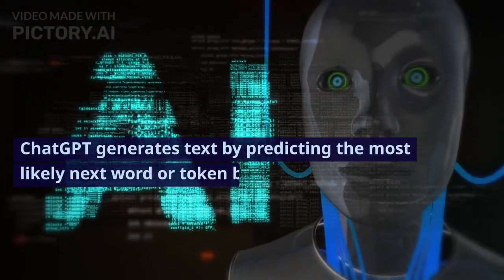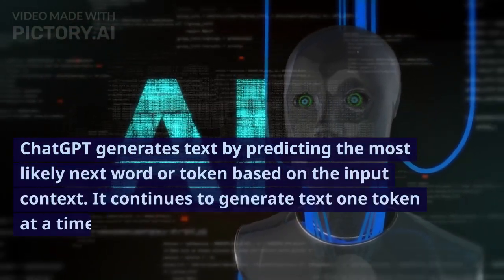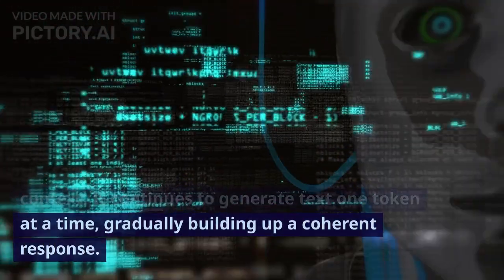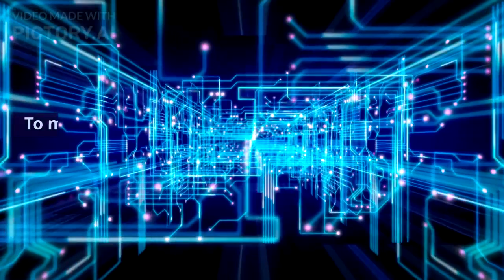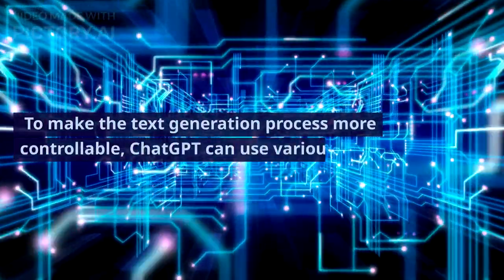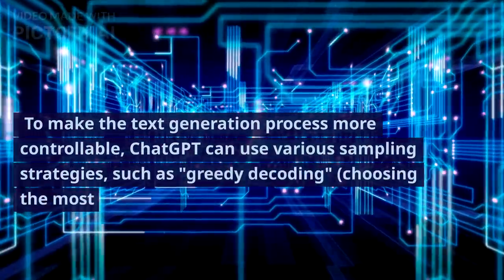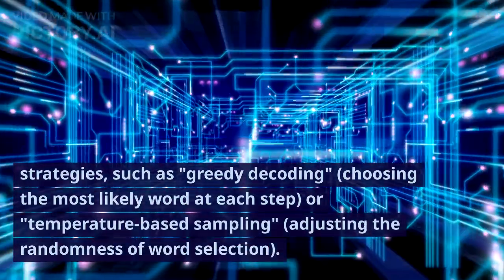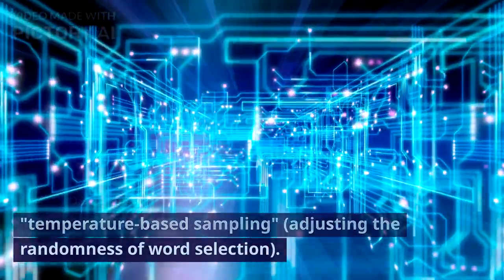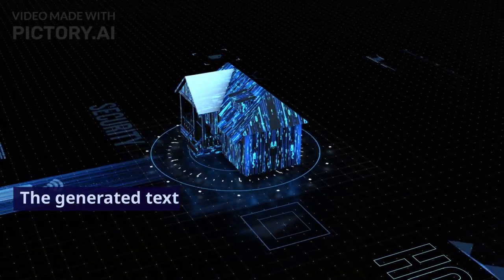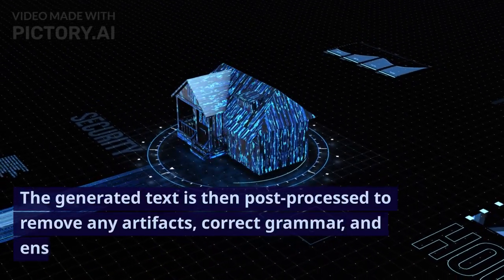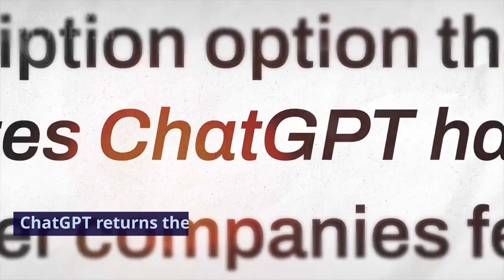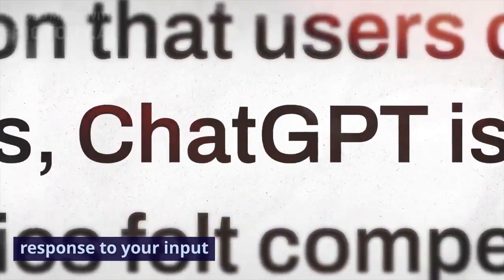ChatGPT generates text by predicting the most likely next word or token based on the input context. It continues to generate text one token at a time, gradually building up a coherent response. To make the text generation process more controllable, ChatGPT can use various sampling strategies, such as greedy decoding, choosing the most likely word at each step, or temperature-based sampling, adjusting the randomness of word selection. The generated text is then post-processed to remove any artifacts, correct grammar, and ensure the response is coherent and readable. ChatGPT returns the generated text as its response to your input.